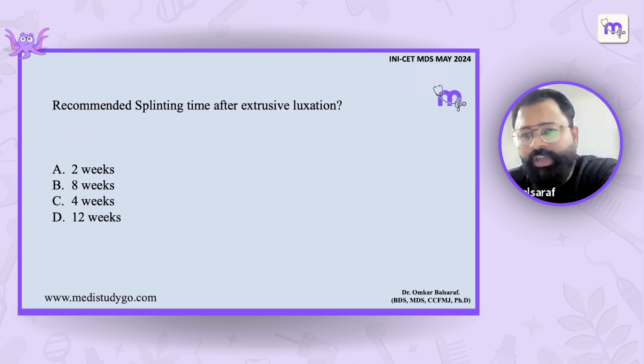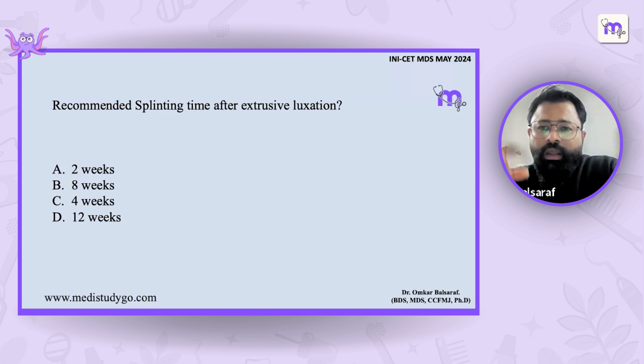Recommended splinting time. Again, a very, very important question about splinting. This is very commonly asked in your AIIMS questions, that is INI-CET or NEET questions as well, because there are various splinting times for various kinds of treatments, in various types of injuries. Basically, in traumatic injuries, we have various splinting times. So recommended splinting time for extrusive luxation is either 2 weeks, 8 weeks, 4 weeks, or 12 weeks.